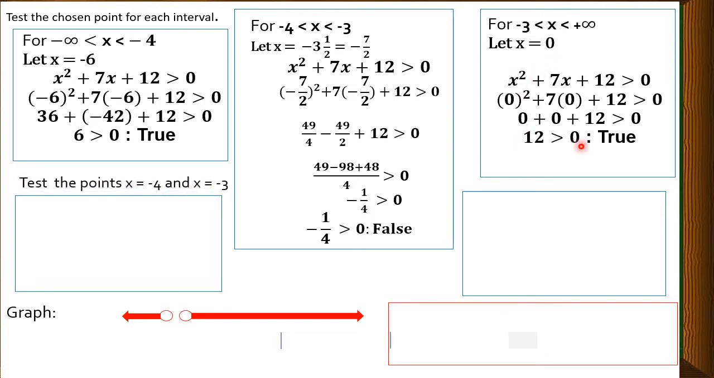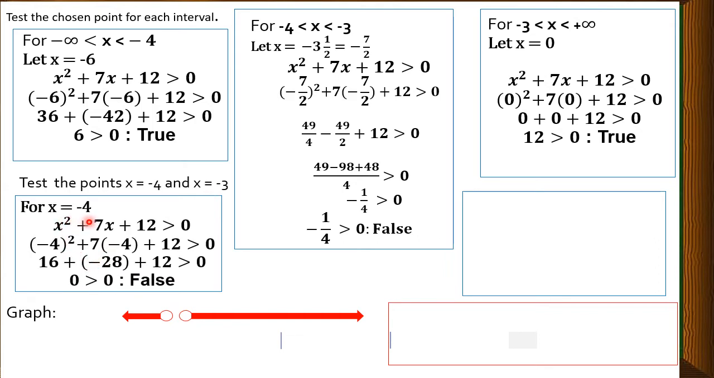We also have to test the points x equal to negative 4 and x equal to negative 3. So for x equal to negative 4, again, copy the original inequality. Substitute x by negative 4. So the quantity of negative 4 squared is equal to 16. 7 times negative 4 is negative 28. Bring down 12, greater than 0. 16 plus 12 is 28, minus 28, that is equal to 0. 0 is greater than 0 is also a false inequality. So it means this is not part of the solution.